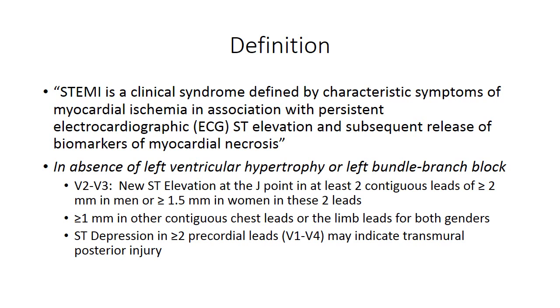Now there is a specific millimeter cutoff in the setting of ST elevations, and one easy way to remember it is that it's 1 millimeter in at least 2 contiguous chest leads or the limb leads for both genders in all the leads. Now there are specific rules for V2 and V3 where instead of 1 millimeter it's 2 millimeters for men and 1.5 millimeters for women. Otherwise, as noted in the past example, ST depression in the anterior precordium, so V1 to V4, with a tall R wave may indicate transmural posterior injury.